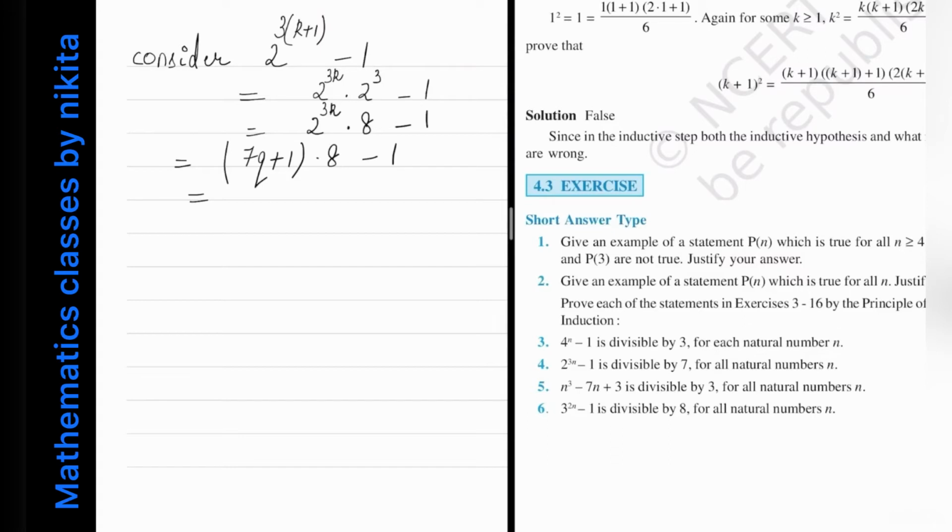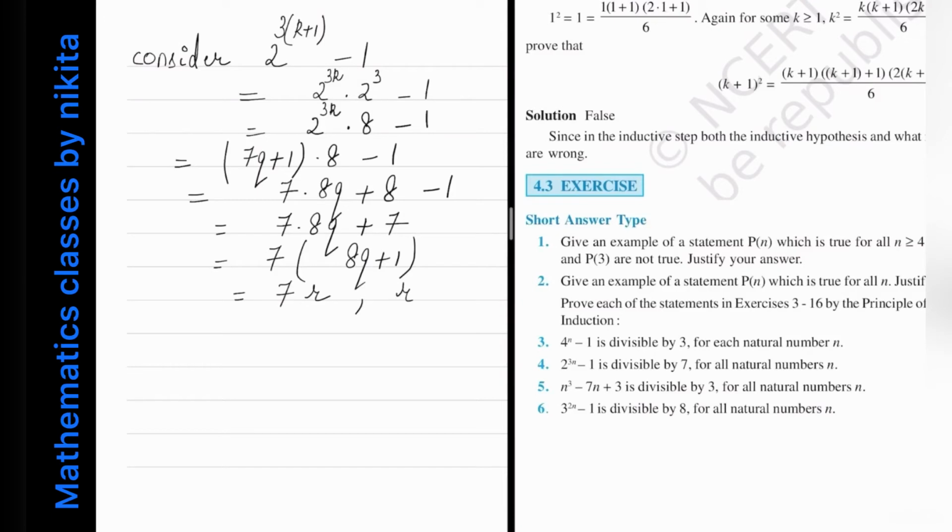7 times something. तो पहले तो आप ब्रैकेट को खोल लीजिए, तो आपके पास क्या आएगा? 7 into 8q plus 8 and then minus 1, which is equal to 7 into 8q plus 7. And now take 7 common, you will get 8q plus 1, and this 8q plus 1 को मैं r बोल देती हूँ, where r is equal to 8q plus 1, and this again is some natural number. So यहाँ से मेरे पास क्या आ गया? That 2 to the power 3k plus 1 minus 1 is equal to this.